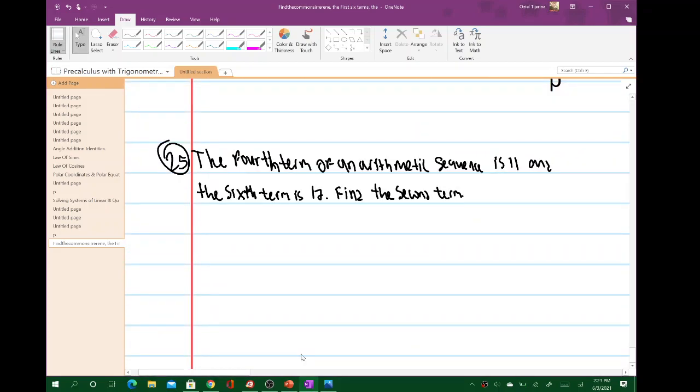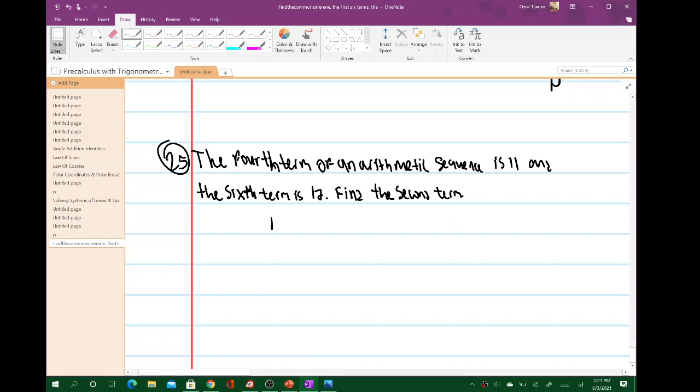Okay, so this is an interesting one. This is number 25. I know I'm kind of going backwards, but I saw this one, and I feel like it's very important. It says the fourth term of an arithmetic sequence is 11, and the sixth term is 17. Find the second term, okay? Oh boy.